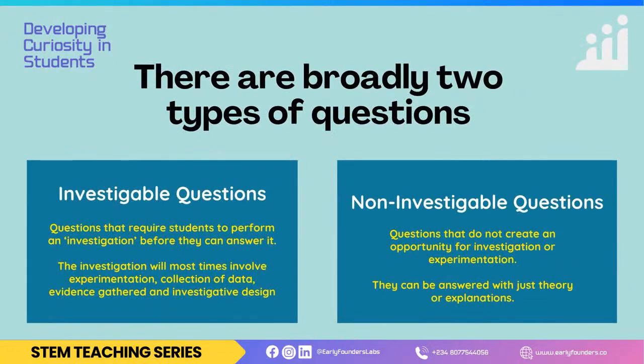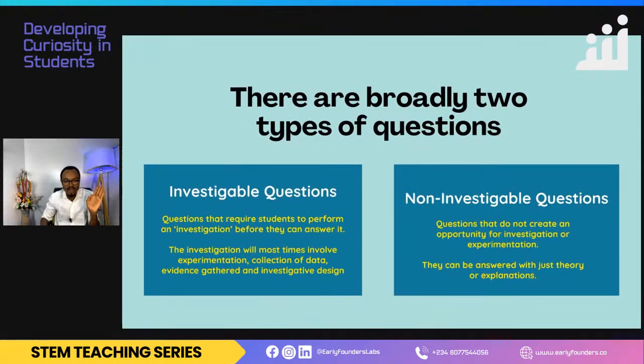Generally, there are two broad types of questions. One we call investigable questions, and the other we call non-investigable questions. Almost every question you ask in your class falls into one of these two categories. What's the difference? Investigable questions are questions that require the students to perform an investigation before they can answer the question. That investigation will most times involve experimentation, collection of data, evidence gathering, or something that pushes them to find the answer. And there are questions that are not investigable. These questions don't create an opportunity for investigation or experimentation. The question just requires that the student answers with theory and head knowledge. Every question you ask falls into one of these two boxes.